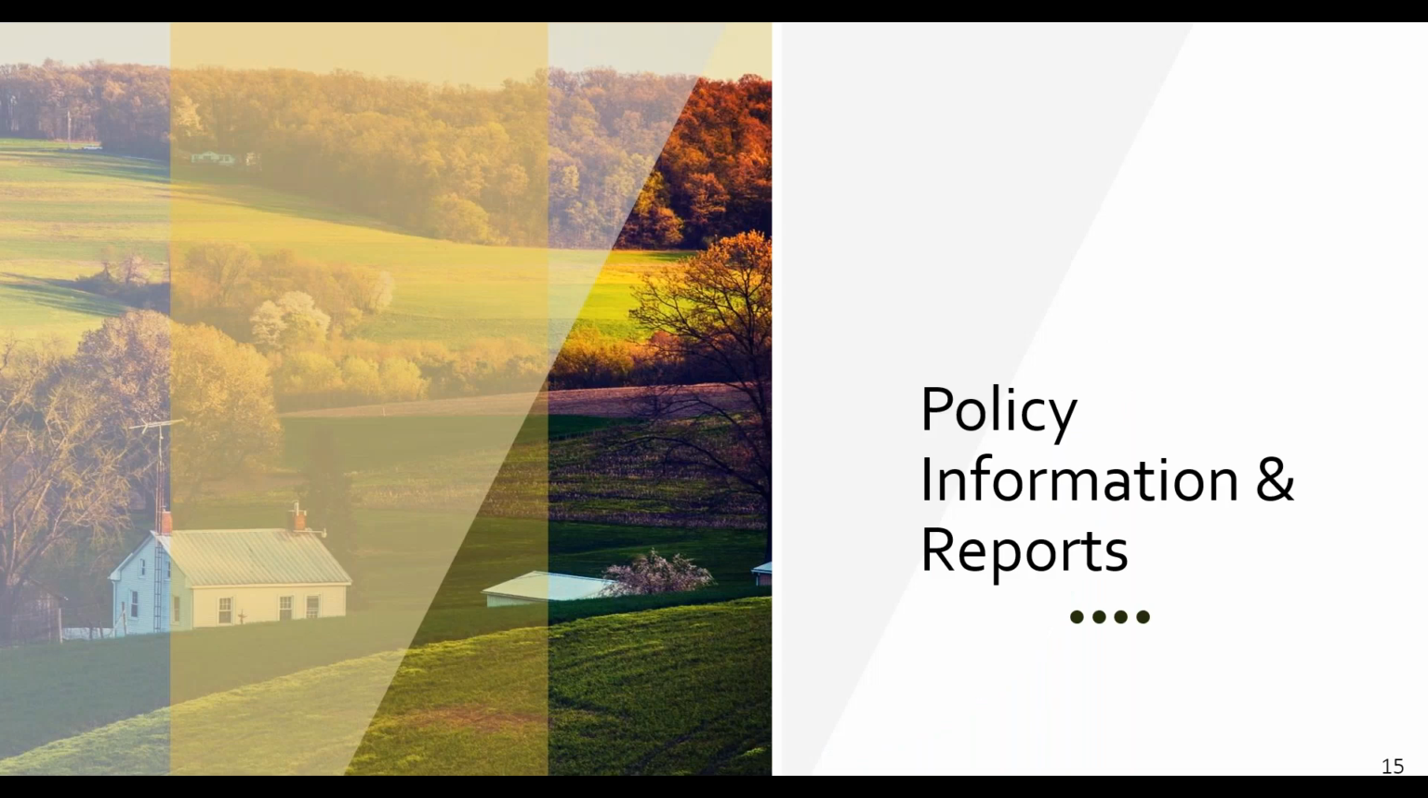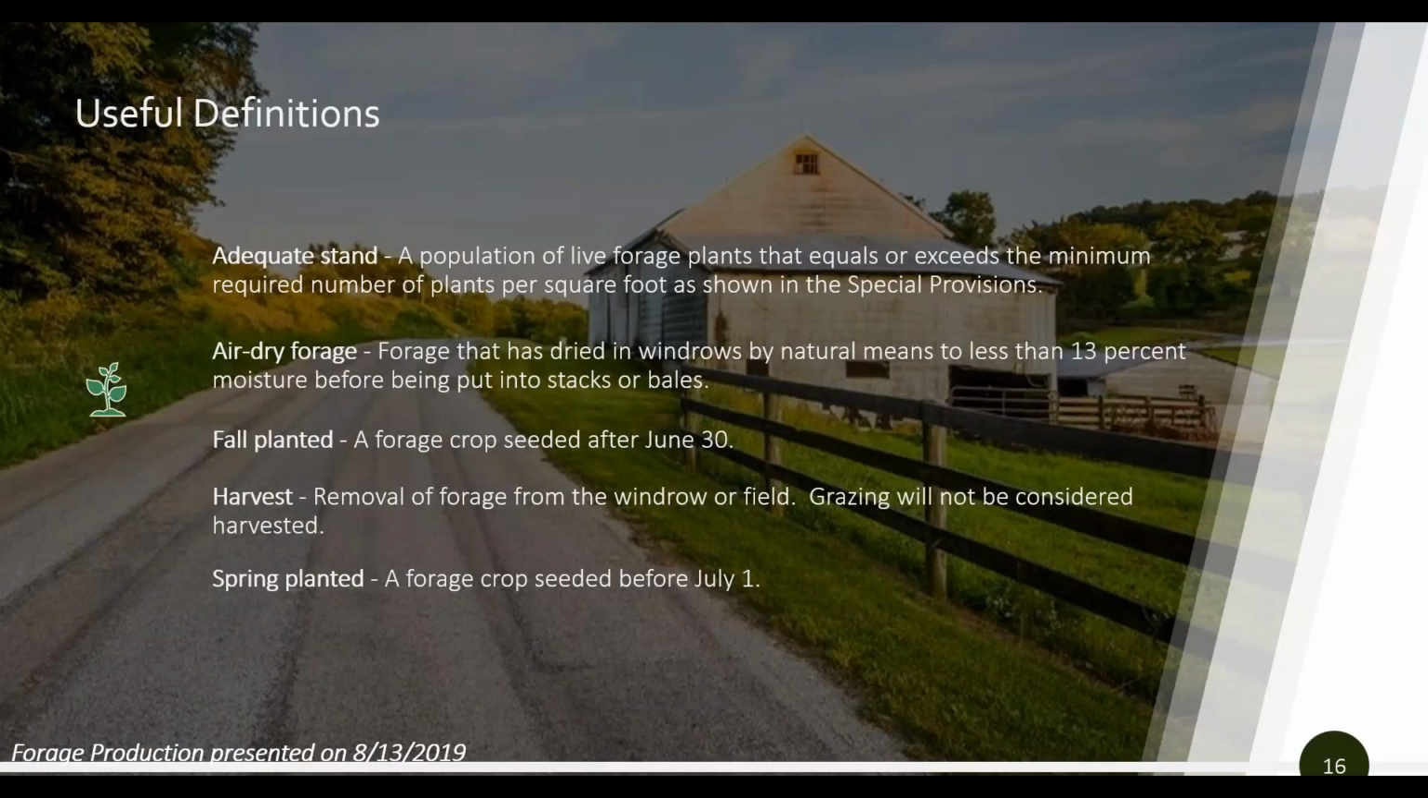So let's look at the policy information, some of the required reports. Some useful definitions that are important to understand. Adequate stand, we'll talk about that quite a bit throughout this presentation. It is a population of live forage plants that equals or exceeds the minimum required number of plants per square foot as shown in the special provisions.